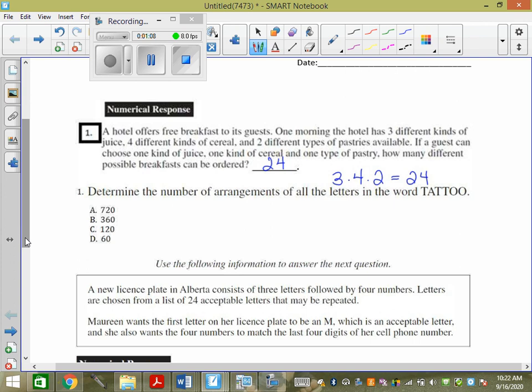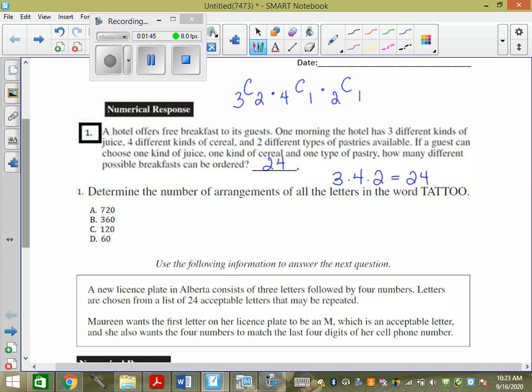So if I did 2 types of juice instead, I would go 3 juice, choose 2, times 4 cereal, choose 1, times 2 pastries, choose 1. So instead of doing the blanks, could I have just gone 3C1 times 4C1 times 2C1? Yeah, it would be the same thing, because 3C1 is 3, 4C1 is 4, 2C1 is 2. It would get you the same answer. So on these, where you're choosing 1 of each, you could actually use the C formula and just choose 1 instead of doing the fundamental counting principle.